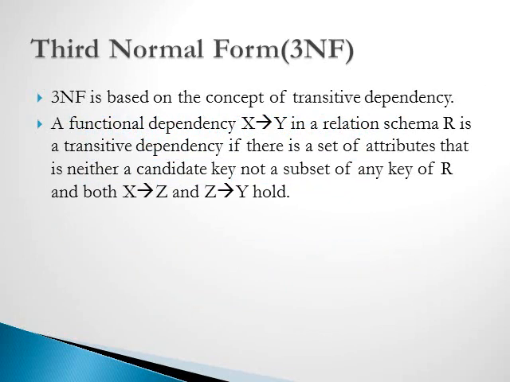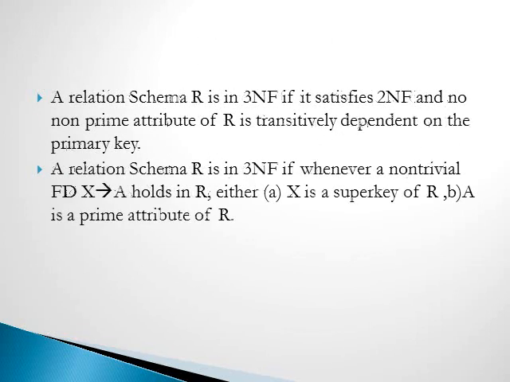3NF. 3NF is based on the concept of transitive dependency, meaning there is a set of attributes Z that is neither a candidate key nor a subset of any key of R, and both X tends to Z and Z tends to Y hold. There are two important points for 3NF. A relation schema R is in 3NF if it satisfies 2NF and no non-prime attribute of R is transitively dependent on the primary key. It's very important.